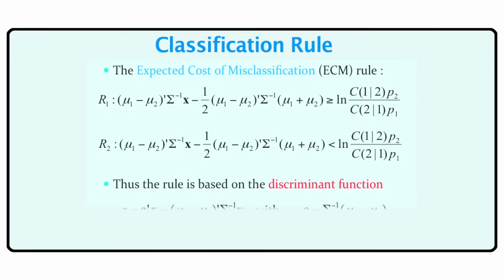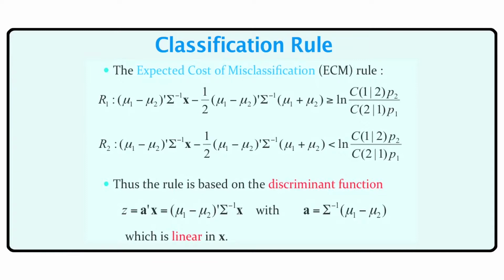Now the rule you can see is based on the discriminant function, which we'll call z, and which is given by a'x, which is (mu1 minus mu2)' sigma inverse x, where a is defined as sigma inverse (mu1 minus mu2). So obviously a' is (mu1 minus mu2)' sigma inverse. That into x gives you z. You can see that this discriminant function is linear in x.